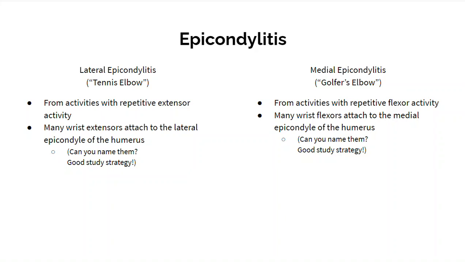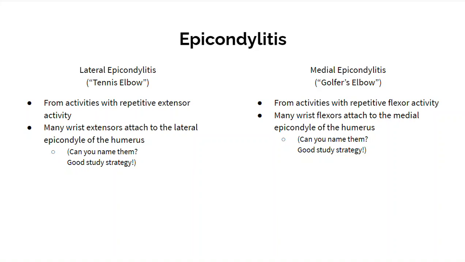All right, there are a few injuries that we can discuss dealing with the wrist joint musculature or structures of the wrist joint. And one area is called epicondylitis. Anytime you have itis, it's kind of an inflammation. And we have lateral epicondylitis and medial epicondylitis. Lateral is sometimes called tennis elbow and medial golfer's elbow.